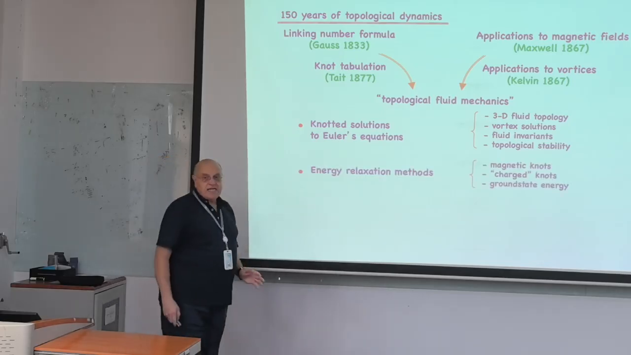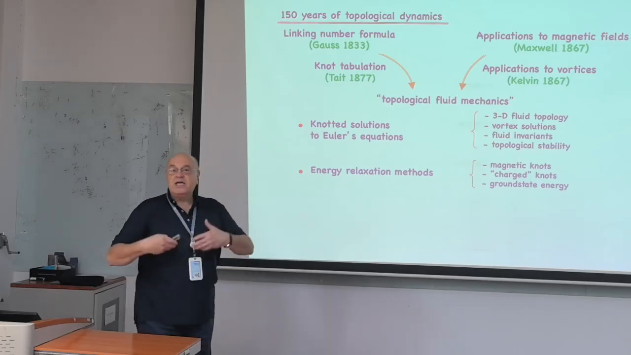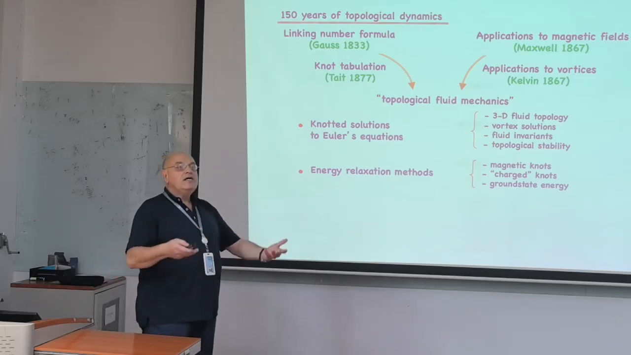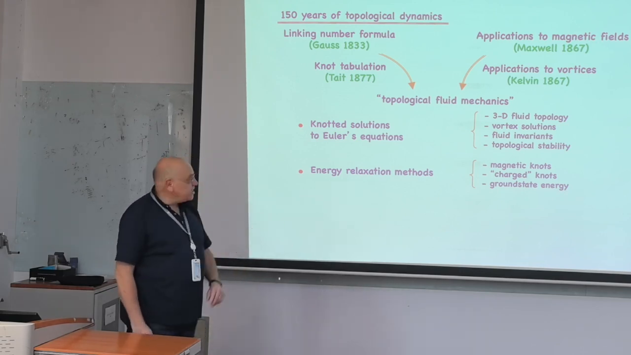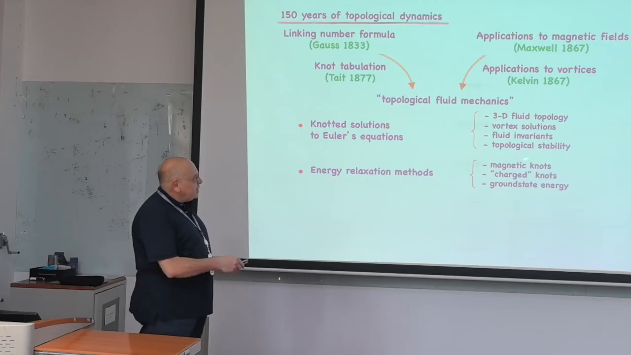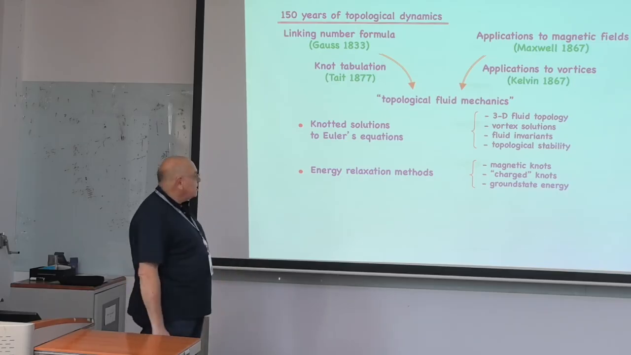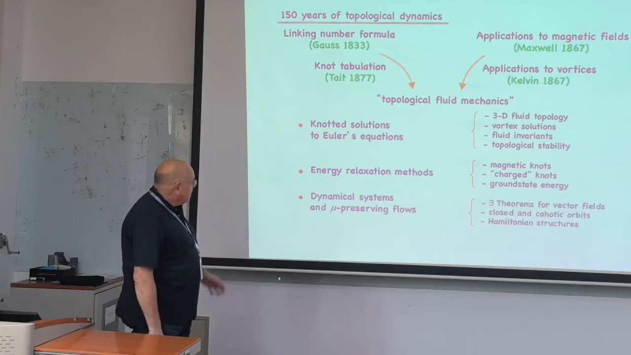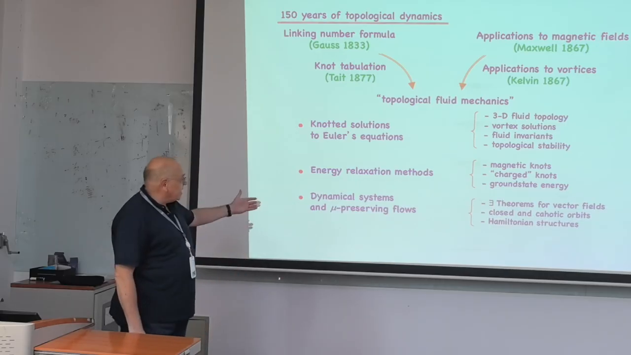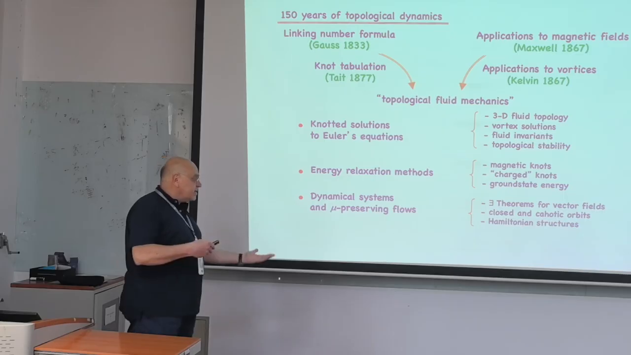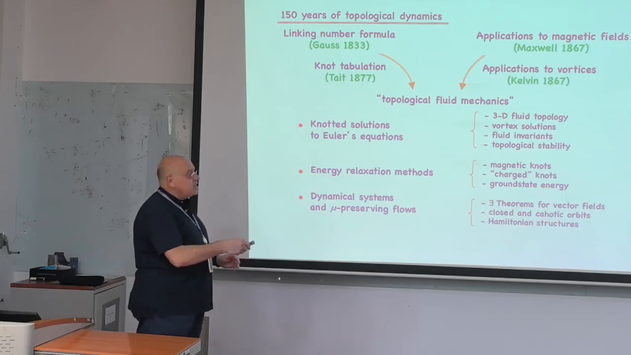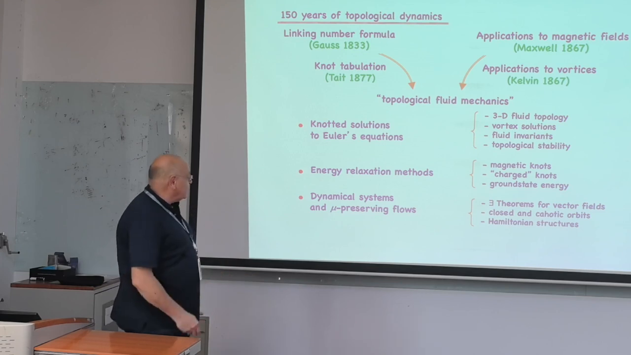Another context is, instead of vortices, if you think of magnetic fields or current fields, well, the question of energy and the relaxation to ground states. And here we have works on magnetic knots, electrically charged knots, and the relationship with the ground state of these knots and links. And then work again in mathematics on dynamical systems, existence theorems, and vector field topology, orbits, structures, Hamiltonian structures related to invariants in fluid and in topology.